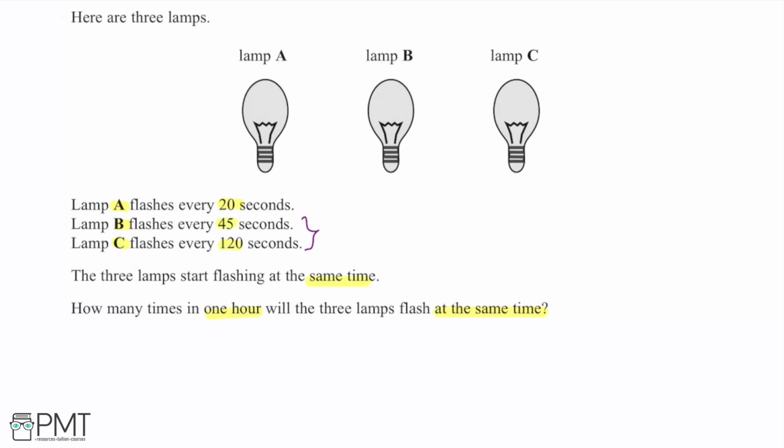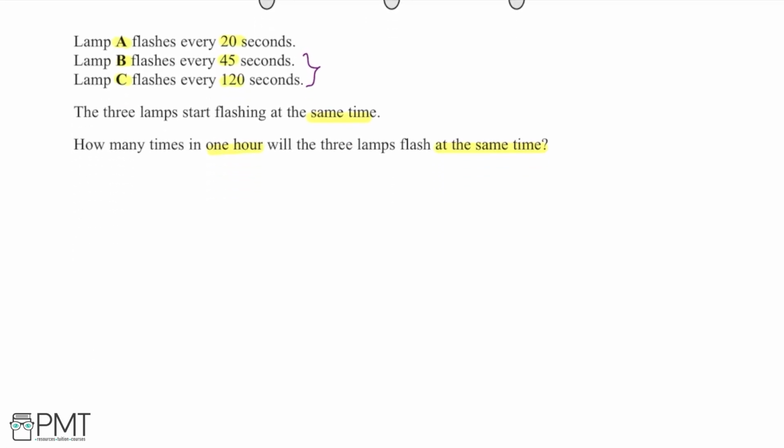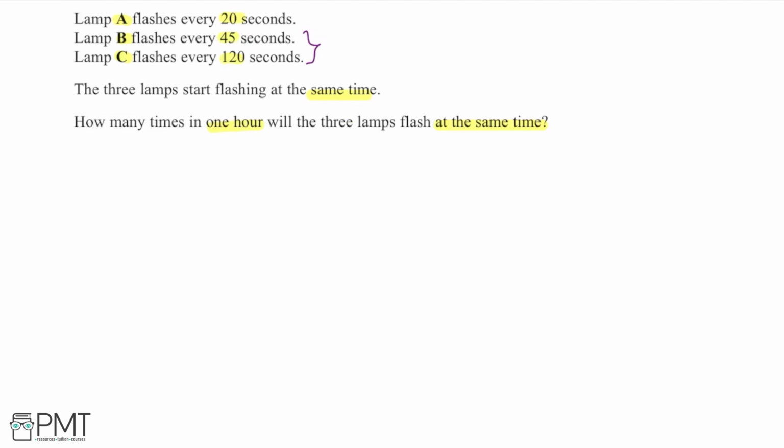Now, thinking again about the multiples and factors idea, we can work out when they're going to flash at the same time by finding the lowest common multiple of 45 seconds and 120 seconds, and that's going to give us the shortest amount of time that has to pass from the start before the two flash at the same time. So here we can work out the lowest common multiple of 45 and 120, and the way that I like to do that is by creating a prime factorisation tree for each number.